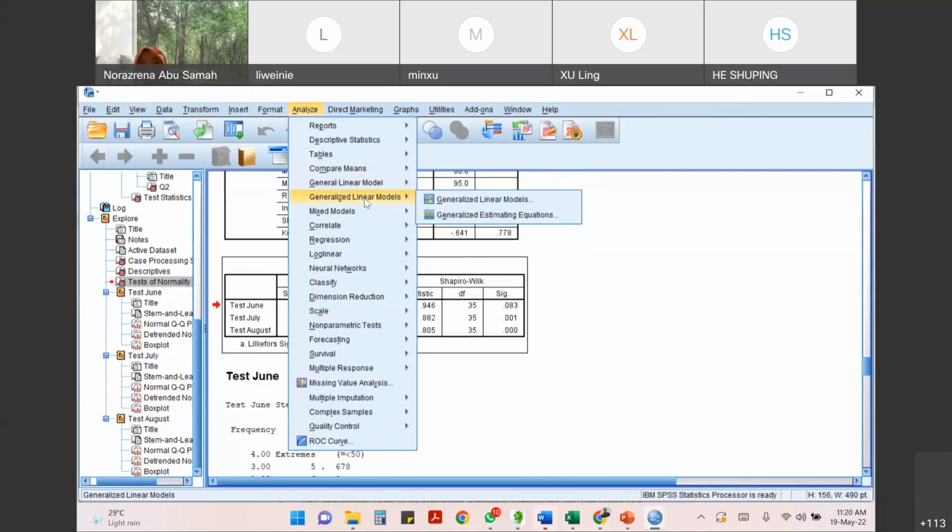And then we have here correlate, bivariate. There are three correlations here: one Pearson, one Spearman, and point biserial correlation.